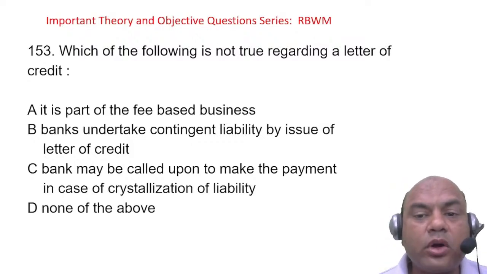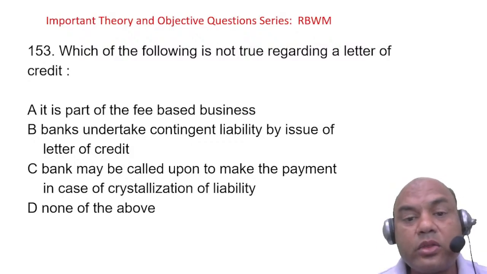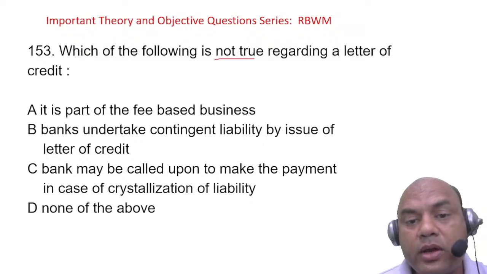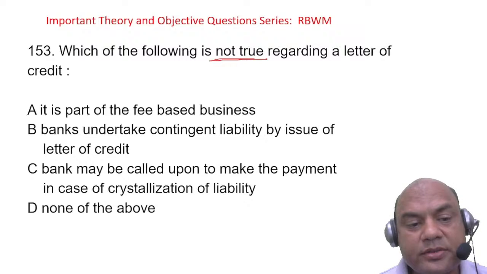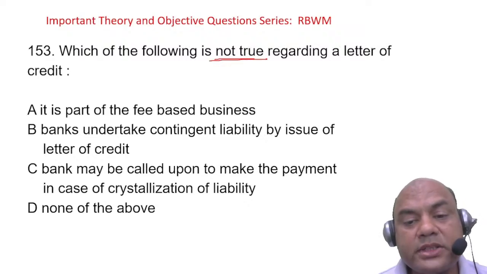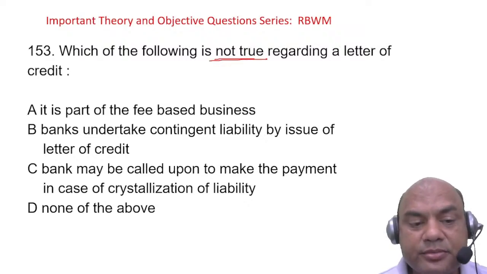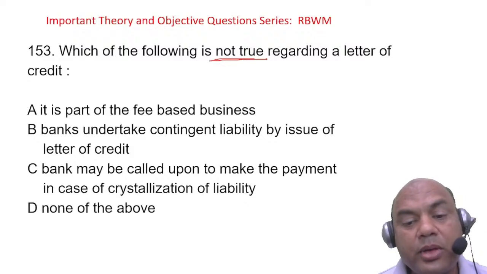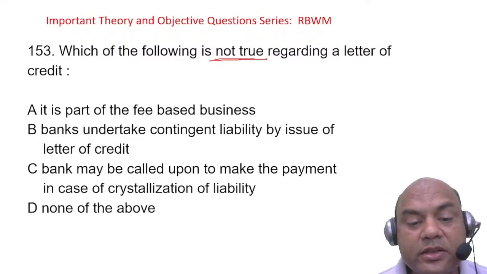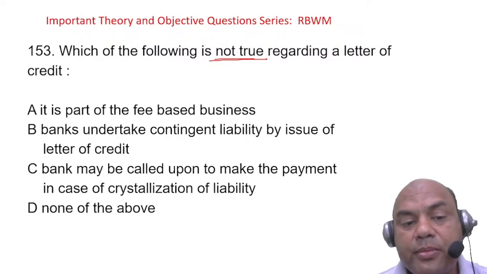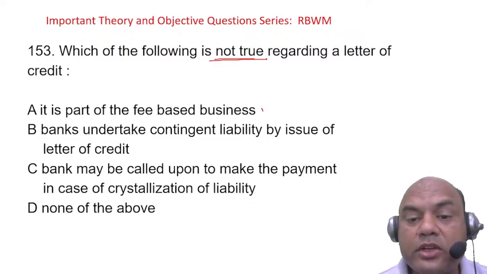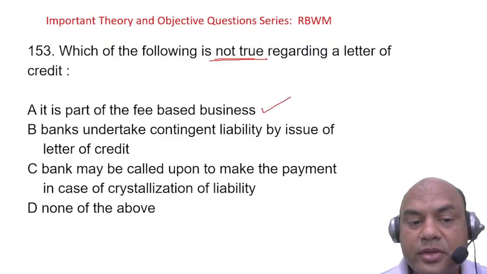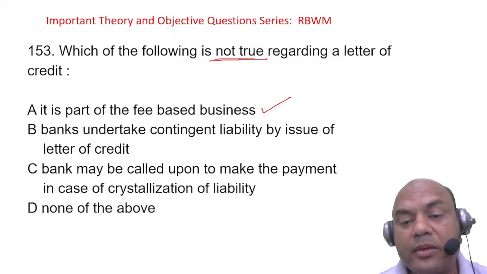Which of the following is not true regarding the letter of credit? We want not true now regarding LCs. It is a part of fee-based business. Bank undertakes contingent liability by issue of LC. Bank may be called upon to make the payment in case of crystallization of the liability. And none of the above. Not true. It is a part of fee-based business, so it is true because we do charge fees for the LC. Bank undertakes contingent liabilities.